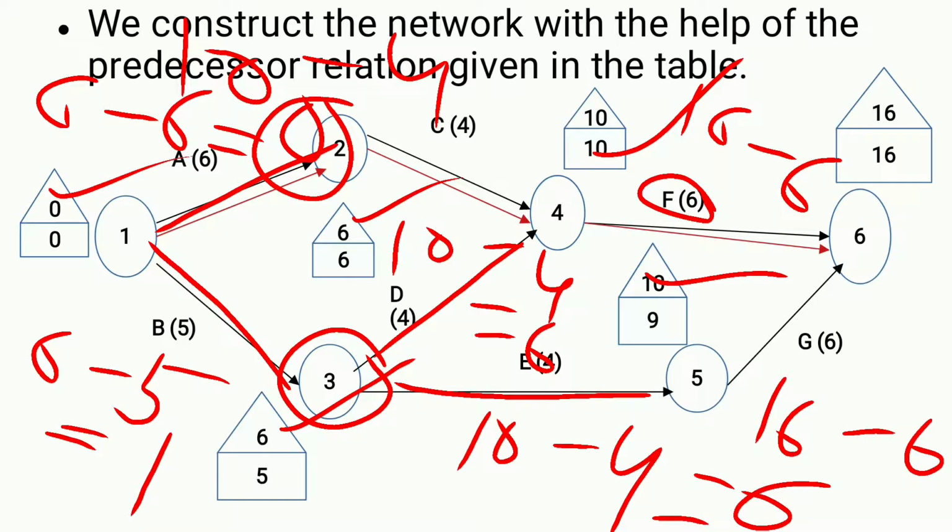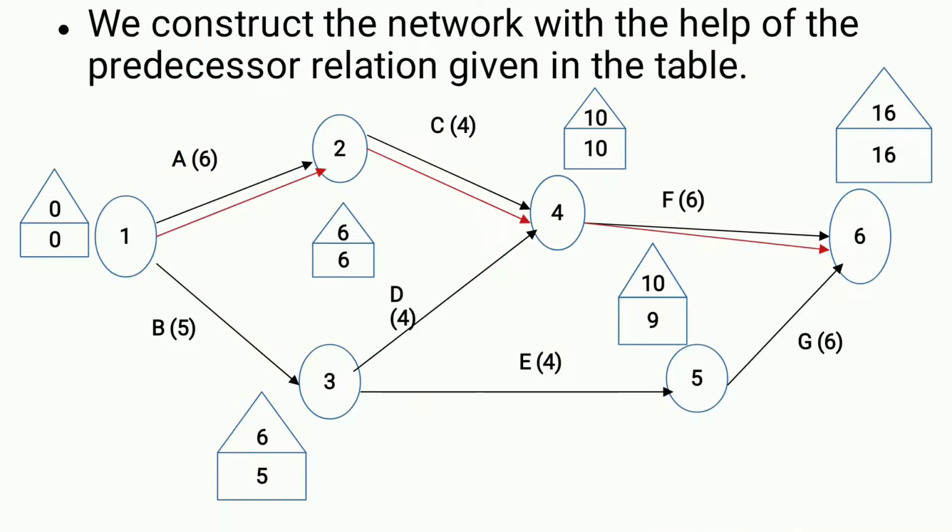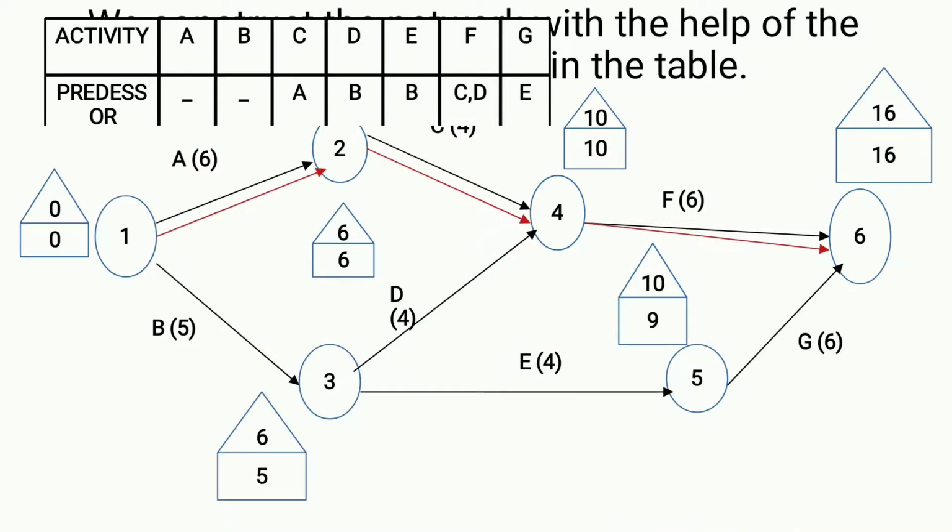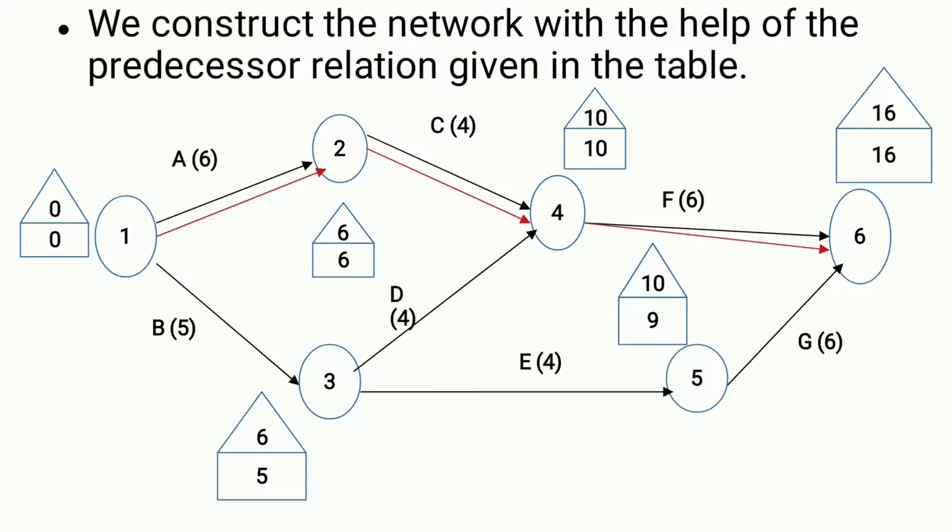While doing forward calculations, if there are any merge events, we will take the highest value. While we are doing backward computations, we will take the minimum value near burst events, that is about latest and earliest times. How do we calculate the critical path?